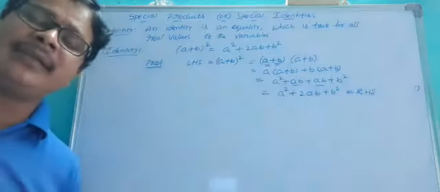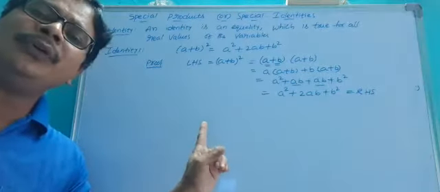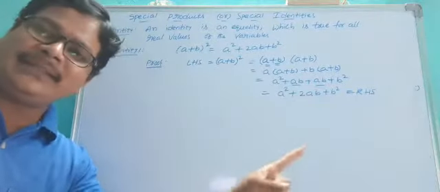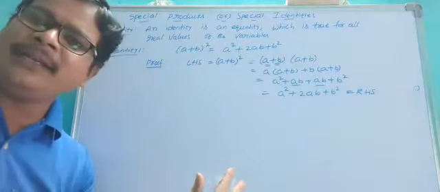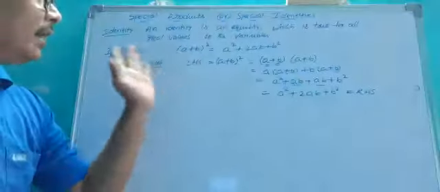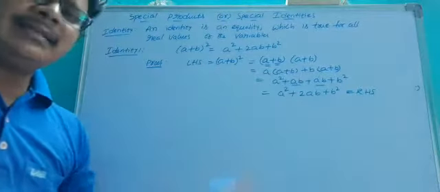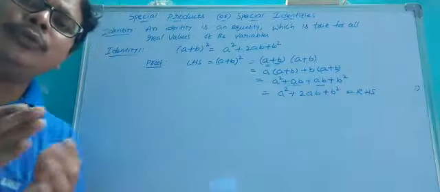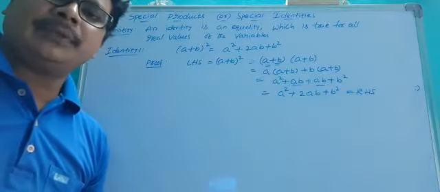So this is the proof of (a + b) whole square equals a square plus 2ab plus b square. We already proved this identity geometrically in your 8th class, I explained it then. In any case, the first identity is this one. With the help of this identity we have to do some problems.